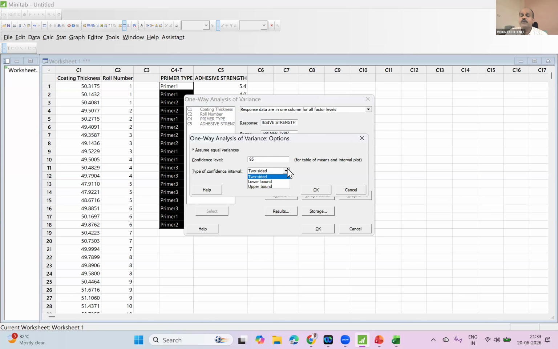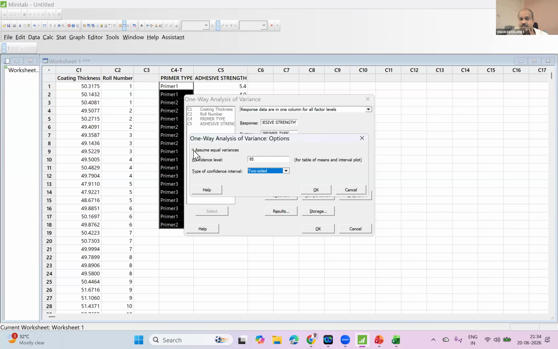Now, do you want to keep your test one-sided or two-sided? If you specifically know, if you are only looking at the better adhesive strength, you can say upper bound. Or if you are looking for a lower adhesive strength, you can say lower bound. Or if you don't know, then keep it two-sided. Right now, I'm going to keep it two-sided.